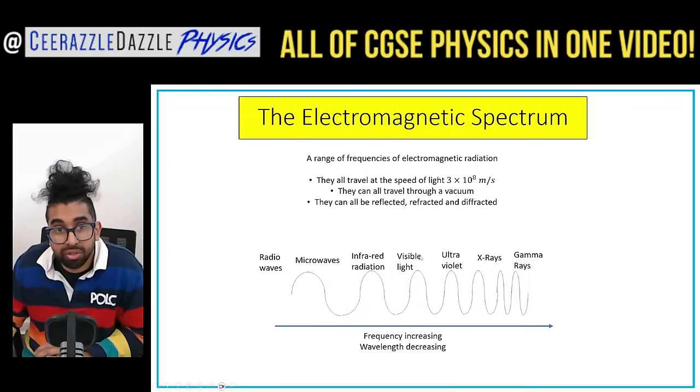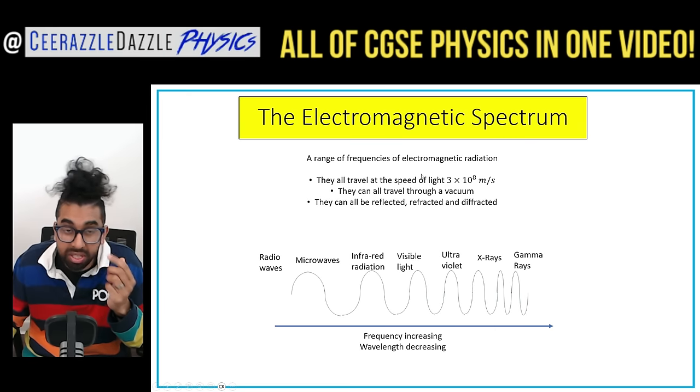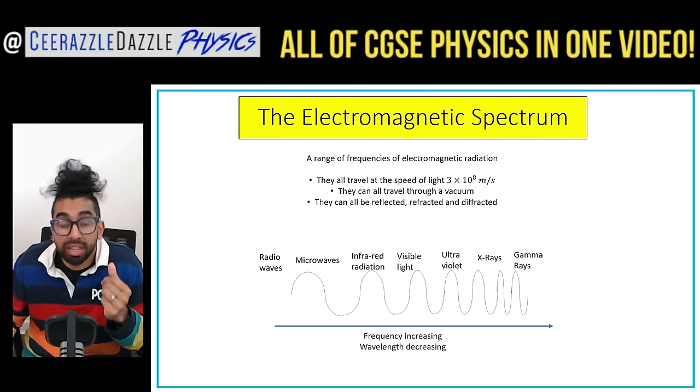The electromagnetic spectrum is simply going to be a range of frequencies of electromagnetic radiation. They all travel at the speed of light, 3 times 10 to the 8 meters per second. They can all travel through a vacuum. They can all be reflected, refracted, and diffracted. On one side, you've got radio waves, microwaves, infrared radiation, visible light, ultraviolet, X-rays, and gamma rays. As you go across the spectrum, the frequency increases and the wavelength decreases.